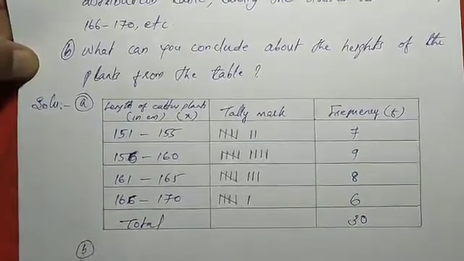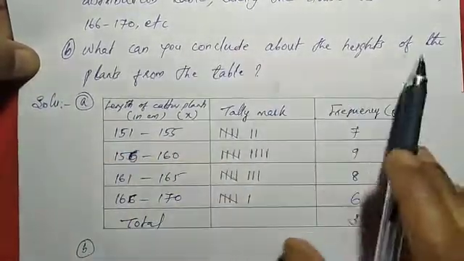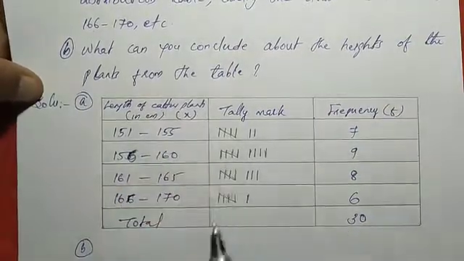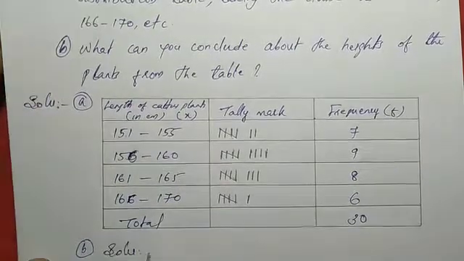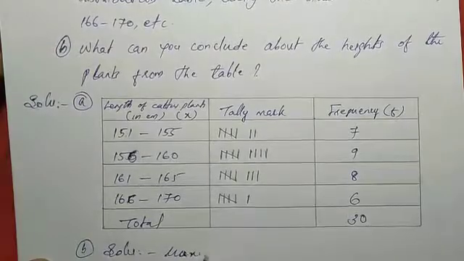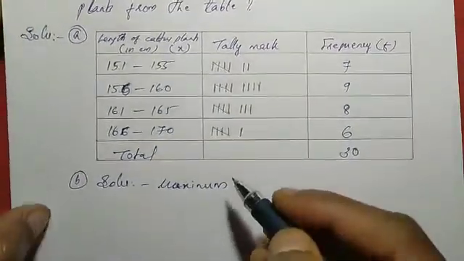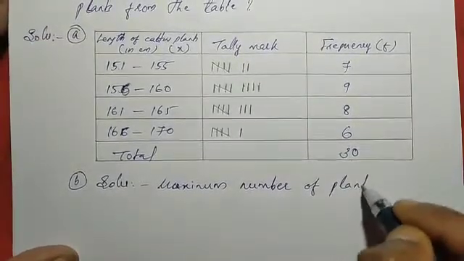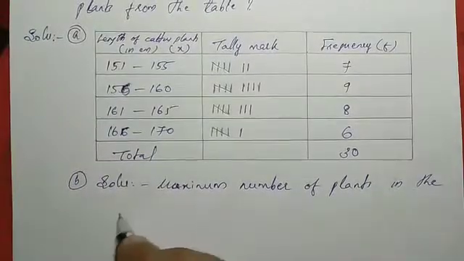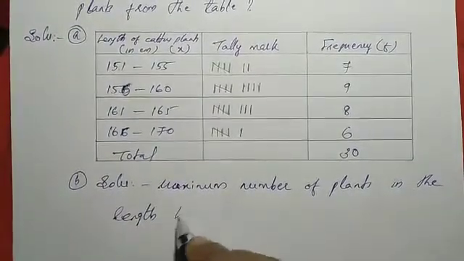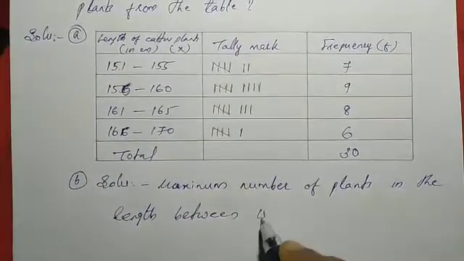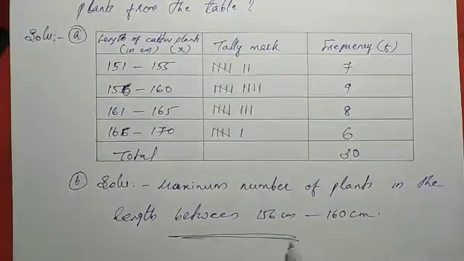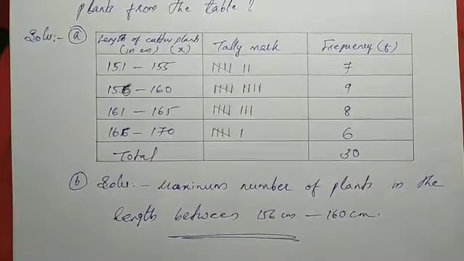Now question B. What can you conclude about the length of the plants from the table? From the table we can conclude that the maximum number of plants have length between 156 centimeter to 160 centimeter. So that is the answer.